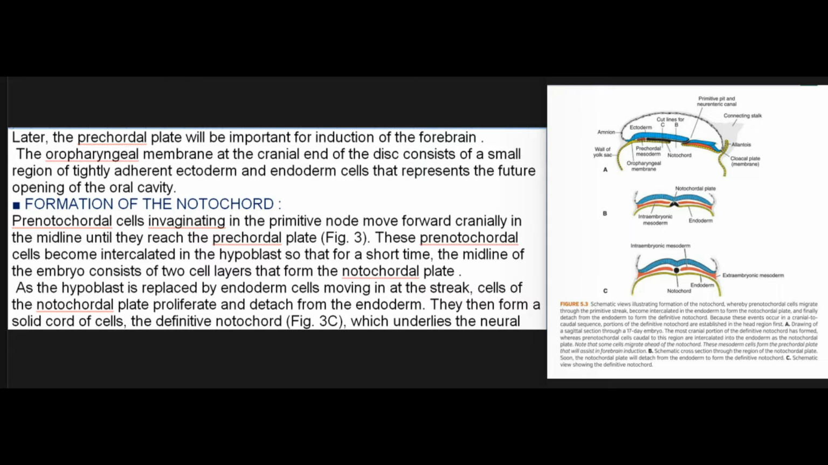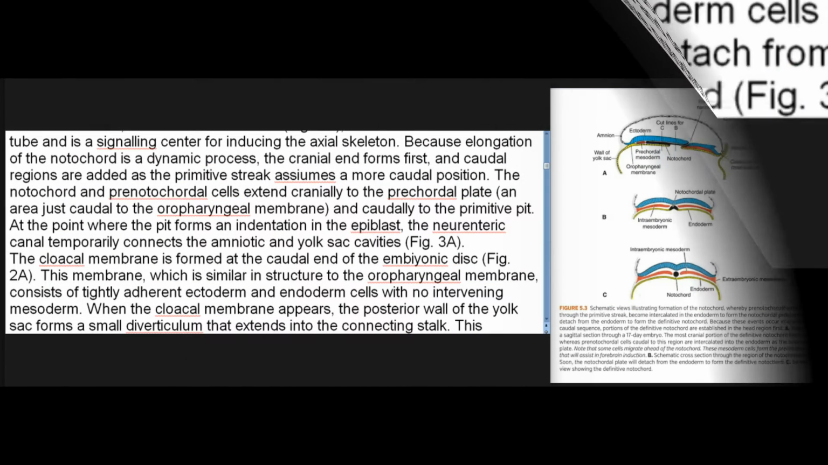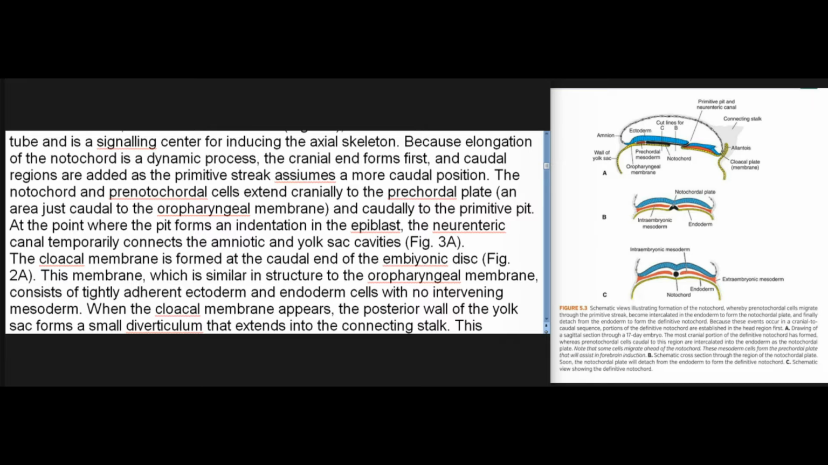These prenotochordal cells become intercalated in the hypoblast so that for a short time, the midline of the embryo consists of two cell layers that form the notochordal plate. As the hypoblast is replaced by endoderm cells moving in at the streak, cells of the notochordal plate proliferate and detach from the endoderm. They then form a solid cord of cells, the definitive notochord, Fig. 3c, which underlies the neural tube and is a signaling center for inducing the axial skeleton.